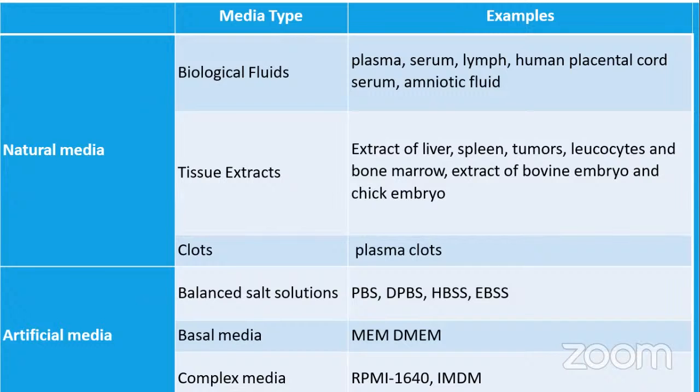In this we have natural media and artificial media. Natural media is nothing but, as I told you, in olden days, even now if you want we can use it. The natural media consists of biological fluids like plasma, serum, lymph, human placental cord serum or amniotic fluid; directly we can use these fluids as a media. Or tissue extracts, like liver extract, spleen, tumors, leukocytes, bone marrow, or bovine embryo or chick embryo, that you can use.